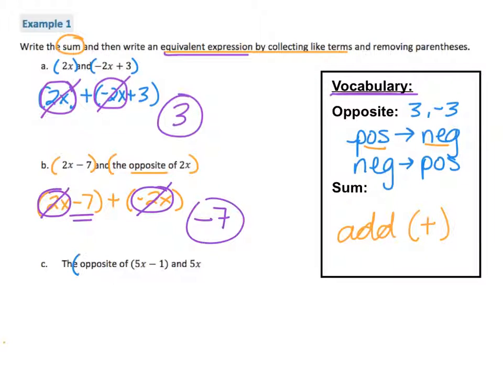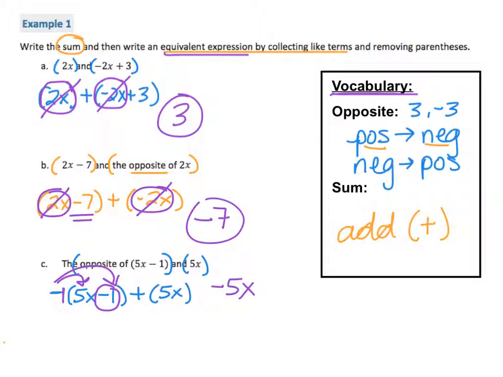And last but not least, we have the opposite of 5x minus 1 and 5x. So to write that, I'm going to write the opposite, or minus (5x minus 1) plus 5x. When I go to combine these, remember that negative is really a negative 1. We have to distribute that in first. So negative 1 times 5x is negative 5x. And negative 1 times negative 1 is positive 1, plus that 5x on the end. When I combine my like terms, those cancel because they're opposites, and my answer is simply positive 1.